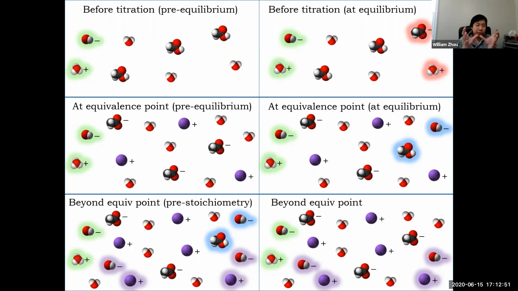The green, you see there's a hydronium and a hydroxide highlighted in green. Those are produced from the autoionization of water. That's always there. It is 1 times 10 to the negative 7 moles per liter. That's always going to be there. If you look at all the panels, it's always there.